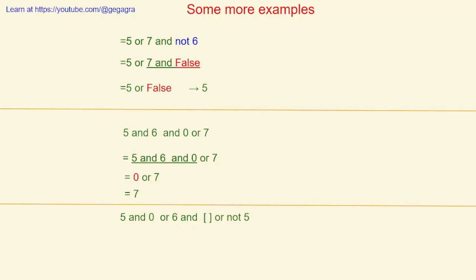So here if you look at 5 and 0 or 6, again a mixed expression with mixed logical operators. We are seeing here and, or, and not as well. All these three logical operators are involved in this expression. So we'll have to first evaluate the not. Not 5: 5 is a true value and not 5 is false.